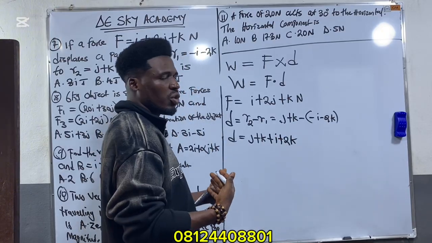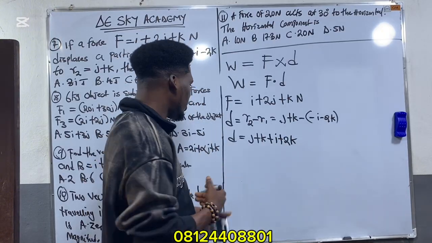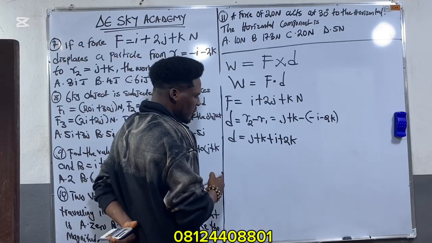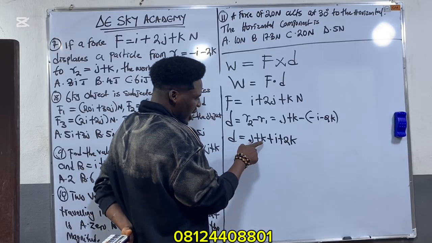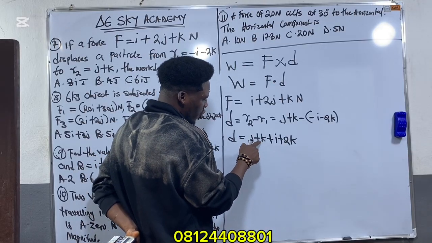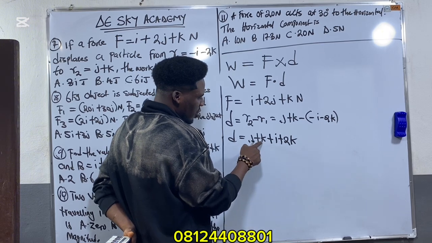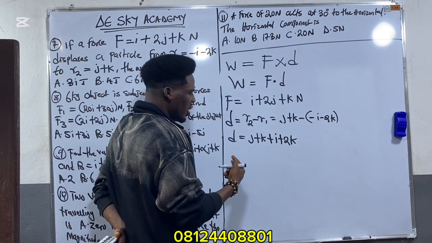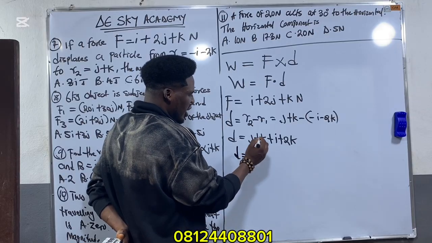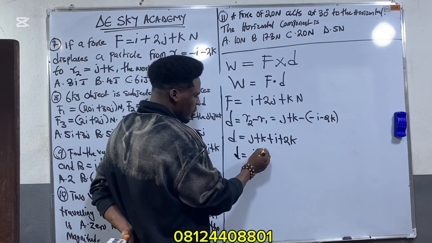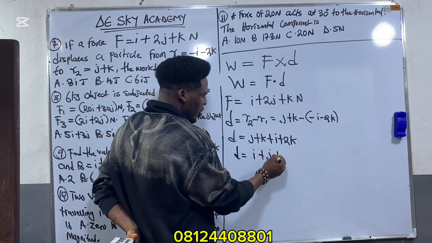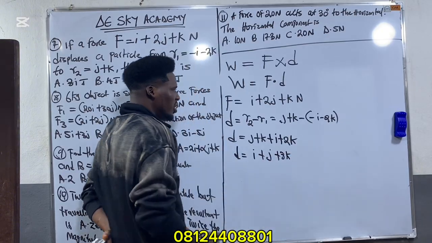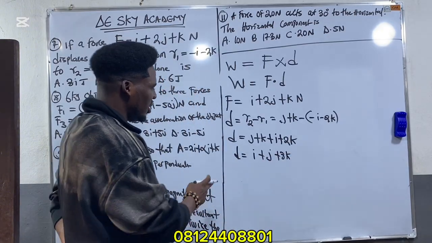The next thing is what we call collection of like terms. I have J, and I have K: 1K plus 2K will give me plus 3K. So at the end, I will have I plus J plus 3K. So this is just the distance.